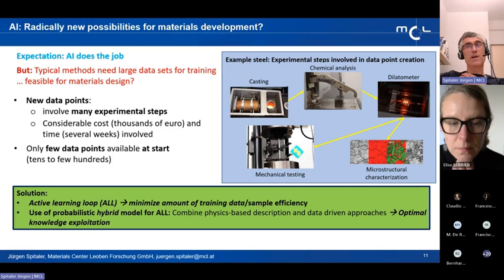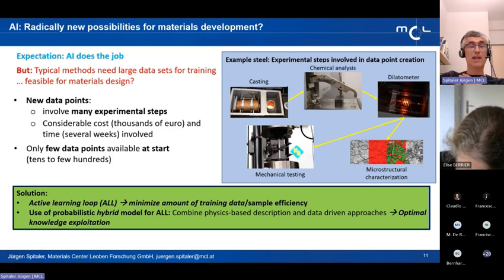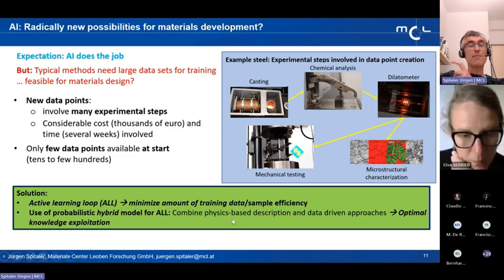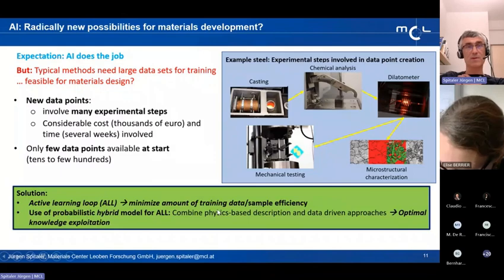The way we are going is that we use an active learning ansatz, which is used to minimize the amount of training data and to have sample efficiency. That means we need as few samples as possible. We're using probabilistic hybrid models in the active learning loop, where we combine physics-based description and data-driven approaches to be optimal in terms of knowledge exploitation. That means we really want to use all available knowledge to be able to handle the small amount of data points. And I will now explain the details of the approach in the next slides.